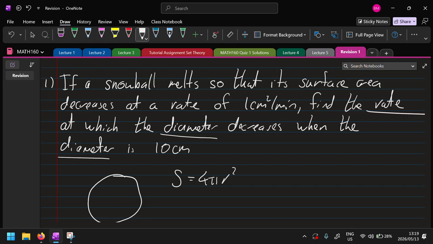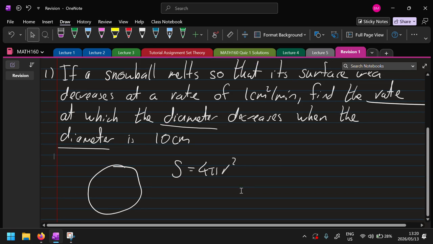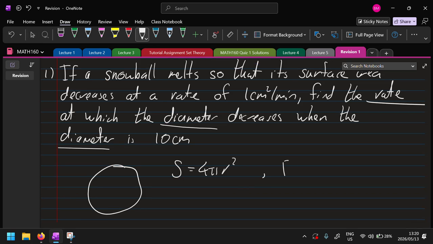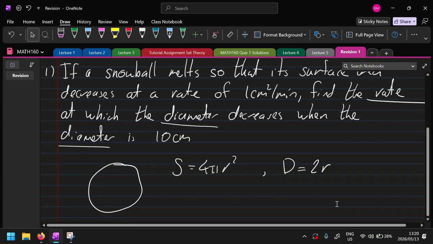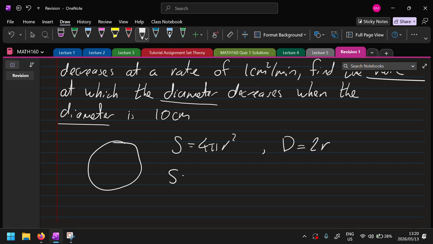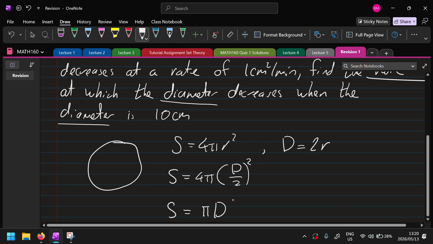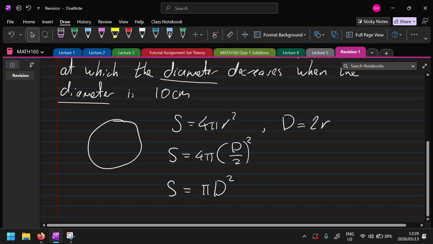So here we're looking at the diameter, but our formula we wrote there is in terms of the radius. So we need to do a little bit of manipulation there. So that's not so bad. We know that the diameter is just twice the radius. So if we want to write this in terms of the diameter, yeah, good. Okay, so we get a quarter from there, take that out, so we get pi times the diameter squared. Okay, so we've got everything here in terms of the diameter, which is good.